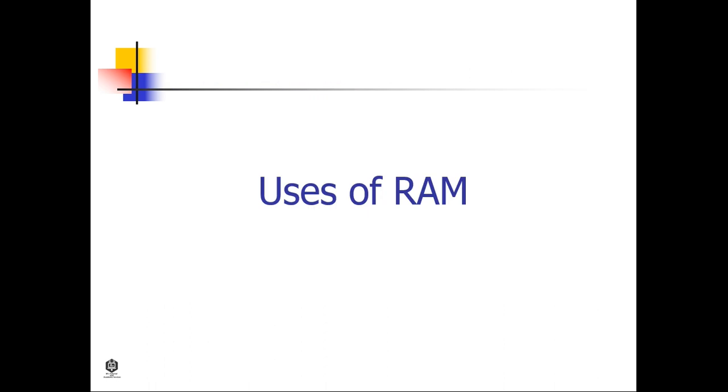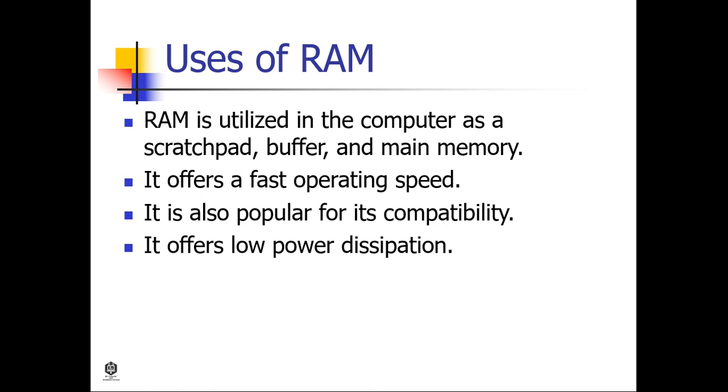So what are the uses of RAM? Here are important uses of RAM. RAM is utilized in the computer as a scratch pad, buffer, and main memory. It offers a fast operating speed. It is also popular for its compatibility, and it offers low power dissipation.